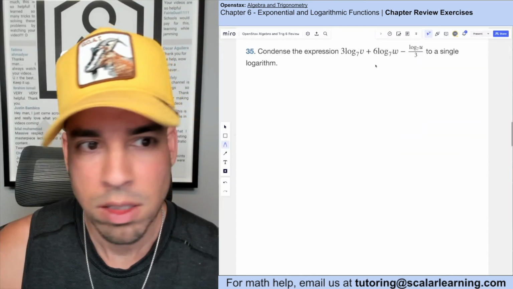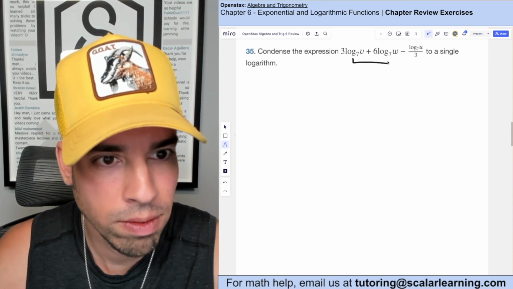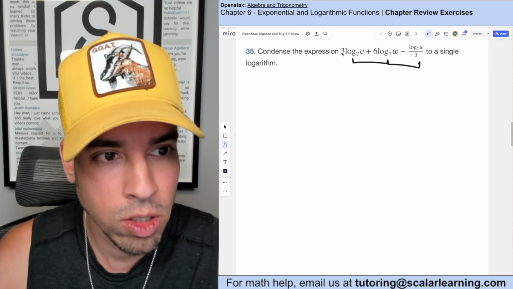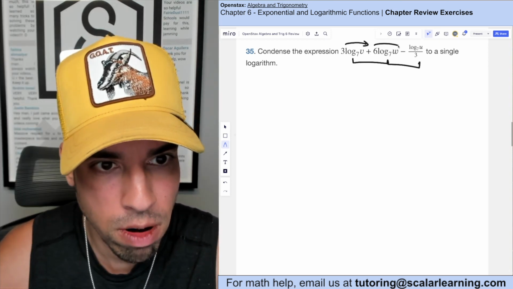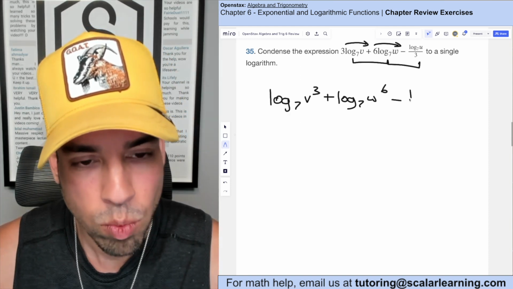Done. Condense the expression to a single logarithm. So the first nice thing that I see here is everything is log base 7. So that's going to be cool. Now, the first thing I'm going to do is take these coefficients and turn them into powers, which we're allowed to do with our properties of logarithms. So let's do that first. And that dividing by 3 is really a 1/3.